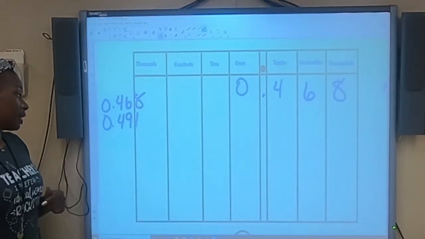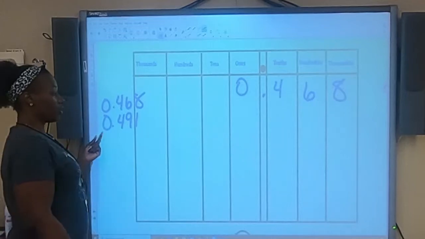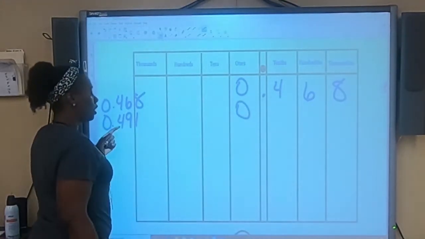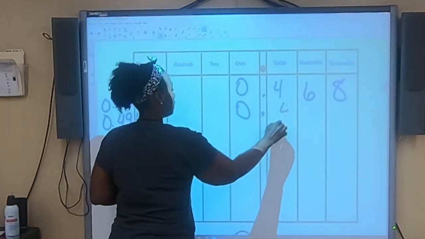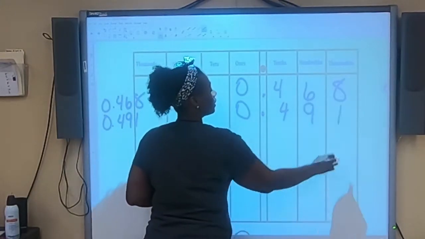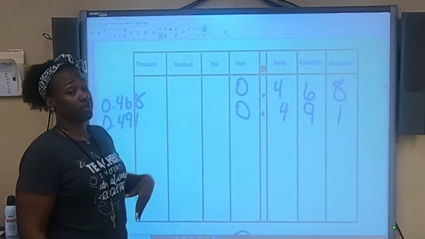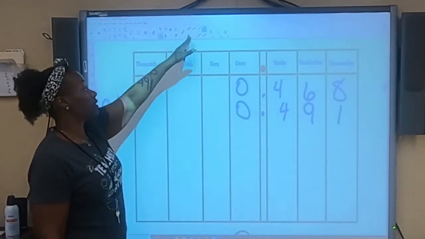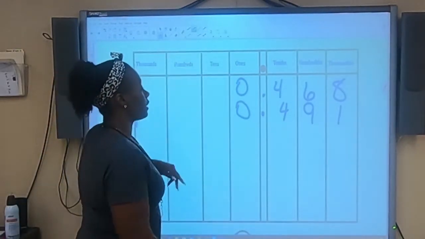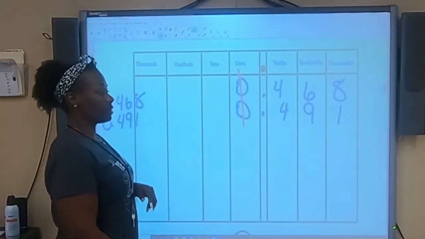Now I need to do the same thing for my second number. Starting with the 0 in the ones, a 4 in the tenths, a 9 in the hundredths, a 1 in the thousandths. Starting with my greatest place value, remember, if they're the same, that does not help us. So looking at the ones place, they're the same, so it doesn't help us.